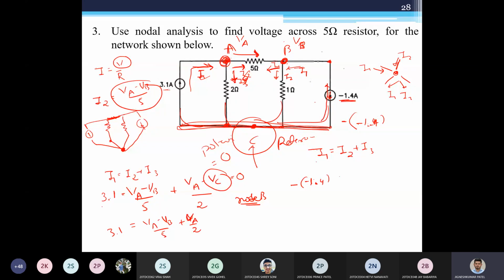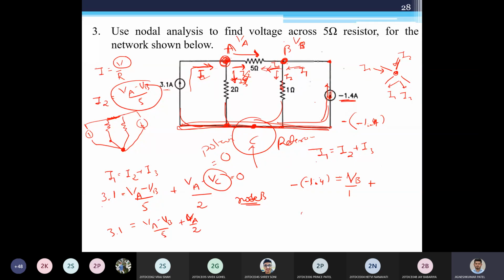But here my value is negative 1.4. Along with that, there is a reverse direction. Current is going in the opposite direction to the assumed current. So I have to take one more minus. Both minus will cancel out each other, and again I'll get 1.4. But actually this scenario is equal to I2. What would be the value of I2? So I2 is this current going in this bottom branch. So I'll write VB minus VC by 1. But VC is 0. That's why I can directly write VB divided by 1 plus I3 going in this direction.